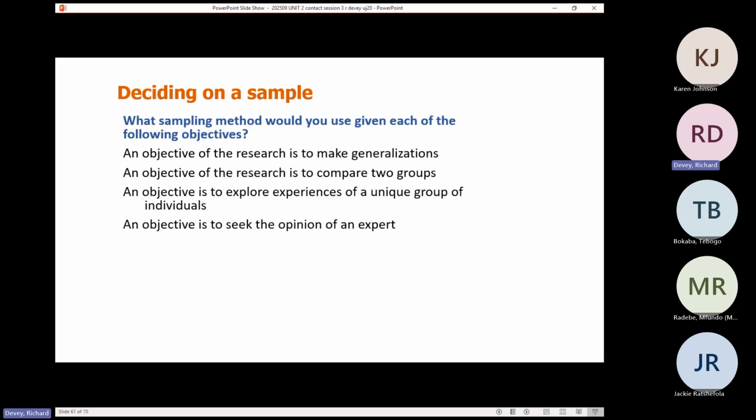Okay, so let's ask you some questions quickly. What sampling method would you use if you want to generalize about your research? So remember, we've got quite a few different sampling methods we can use. We've got probability methods like simple random sampling, stratified random sampling, systematic sampling, cluster sampling. And then we've got non-probability methods, which are things like convenience sampling, purposive sampling. So if you want to generalize from your research, what kind of sampling method would you think about using?